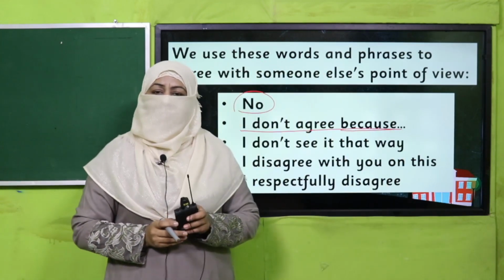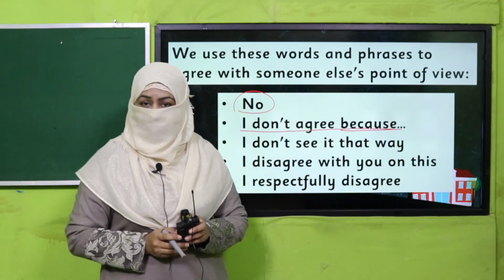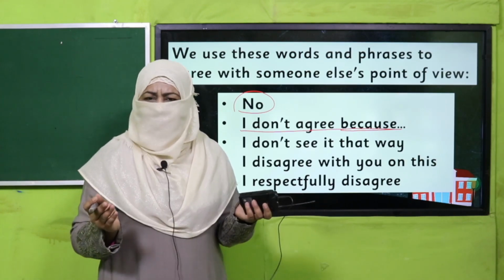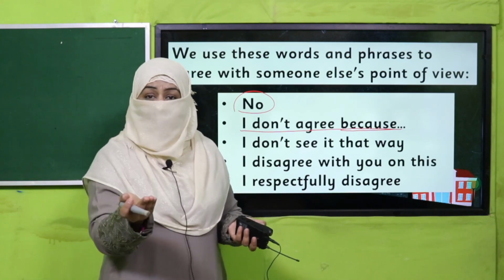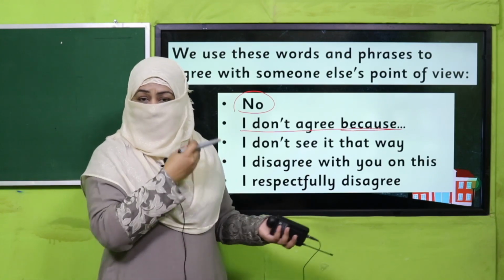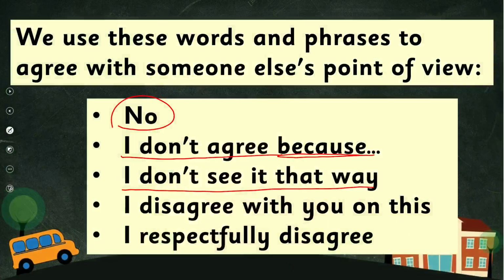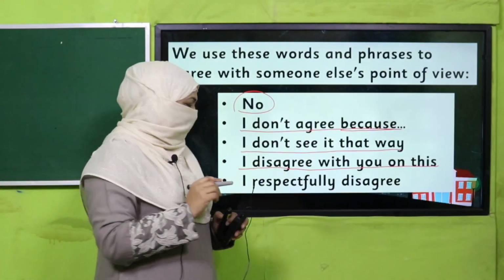For example, if I say, it's very hot today, you say, I don't agree because I'm not feeling hot. That's okay. That's your point of view. You don't agree with me at this point. I don't see it that way. Means I don't see what you are saying. I don't see it that way. I disagree with you on this. I disagree with you.